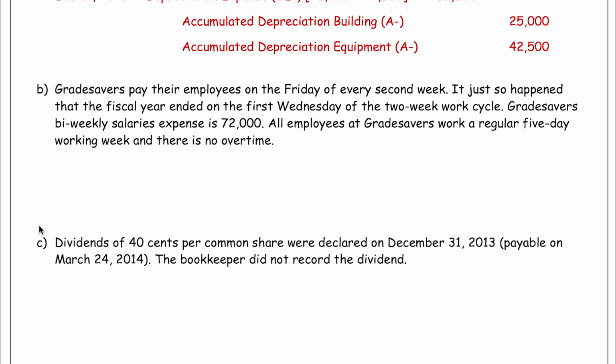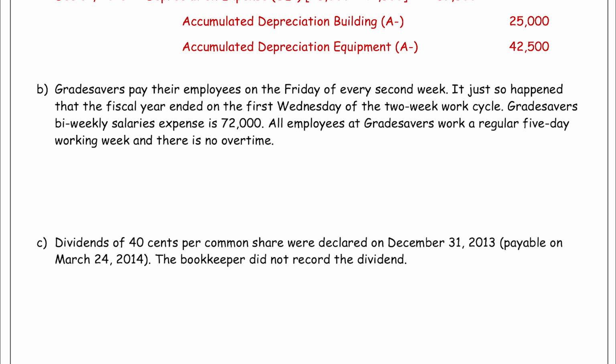Here it says, Great Savers pays their employees on the Friday of every second week. It just so happened that the fiscal year ended on the first Wednesday of the 2-week work cycle. Great Savers' biweekly salaries expense is $72,000. All employees at Great Savers work a regular 5-day working week, and there is no overtime. So the idea behind entry B is to recognize an accrued expense, specifically accrued salaries expense.